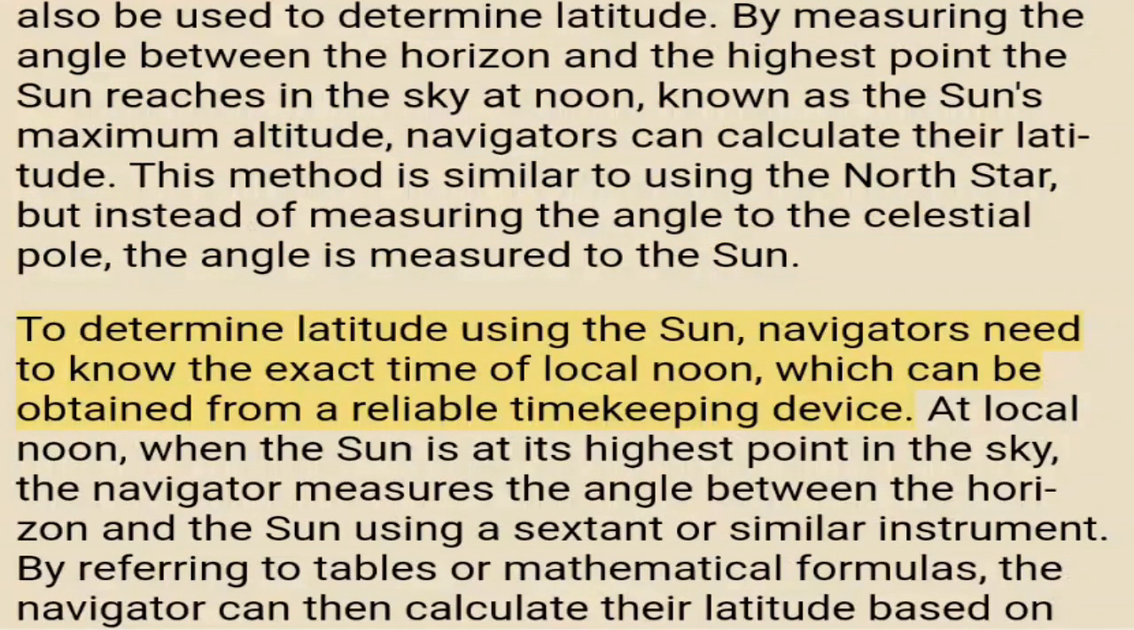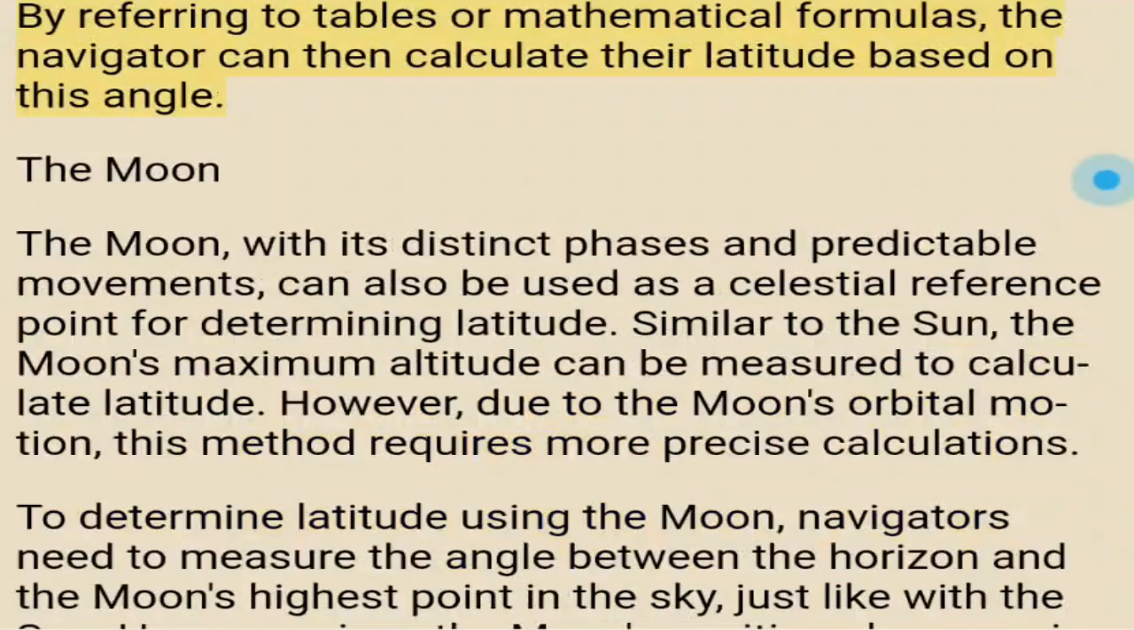To determine latitude using the Sun, navigators need to know the exact time of local noon, which can be obtained from a reliable timekeeping device. At local noon, when the Sun is at its highest point in the sky, the navigator measures the angle between the horizon and the Sun using a sextant or similar instrument. By referring to tables or mathematical formulas, the navigator can then calculate their latitude based on this angle.